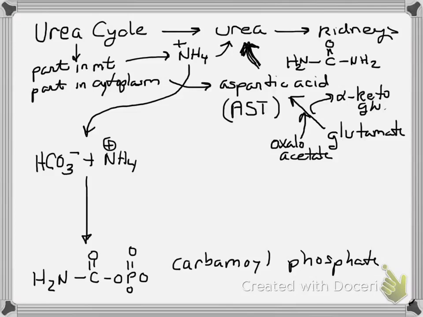Now let's take a look at this reaction. Obviously you can see a phosphate here. This is a high energy phosphate bond, and so ATP is going to be hydrolyzed, and that energy is captured in the carbamoyl phosphate structure. The enzyme that does this reaction is called carbamoyl phosphate synthetase.